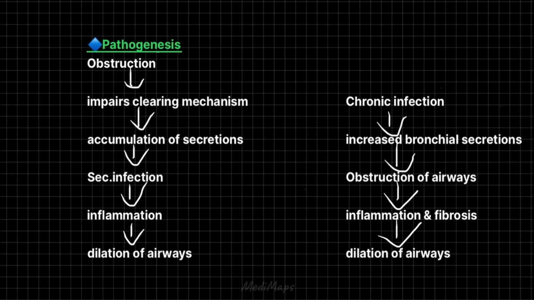Any kind of chronic infection inside the airways would lead to increased bronchial secretion, and it will lead to obstruction of airways by secretions, and it will further lead to inflammation, which results in dilatation of airways. So this is the second pathway. So pathogenesis has been dealt with in two pathways. Now let's discuss the morphology of bronchiectasis.